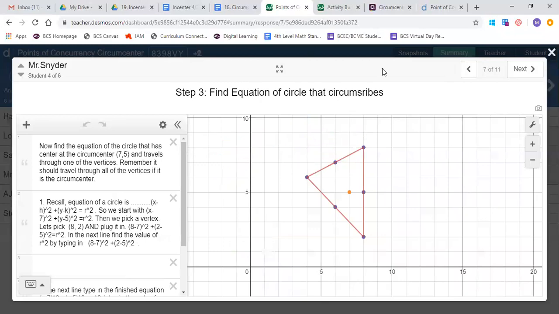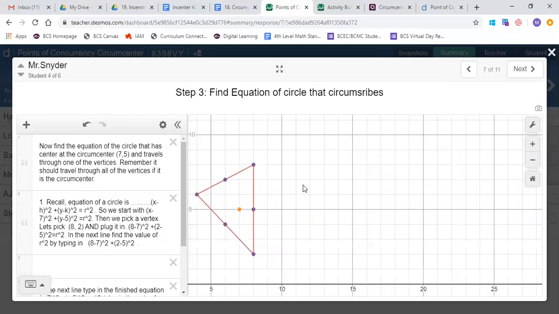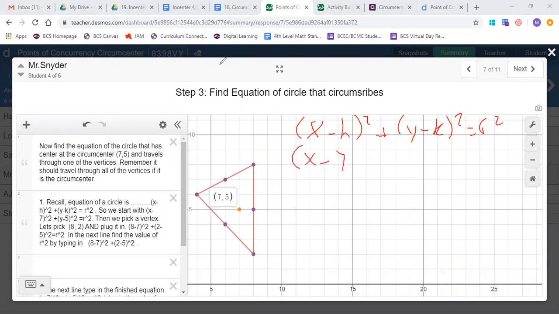So in order to do that, the first thing we need to do is start with the equation of a circle. I'm going to slide this out of the way so we have just a little bit more space. So find the equation of the circle that goes through all the vertices. It's the circumcircle. So it circumscribes the triangle, goes through all of the vertices, and the center is right here at (7, 5). So the first thing we need to do is set up the equation of a circle. If you remember that, that is (x - h)² + (y - k)² = r². And the first thing I always do is I put in the center. Remember, we put in the center as their opposites. So (x - 7)² + (y - 5)² = r². And that sets up the equation of the circle.